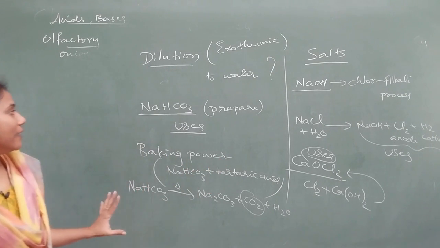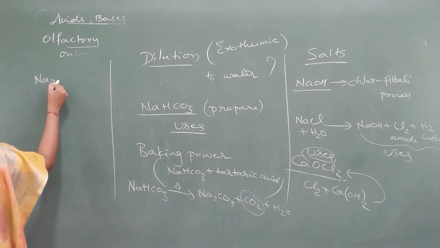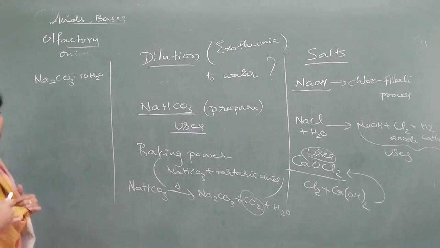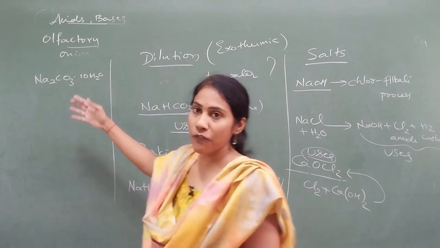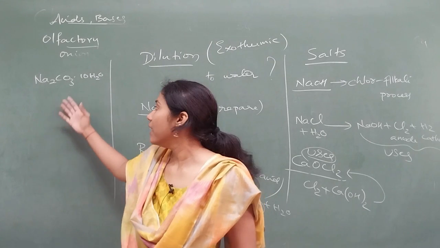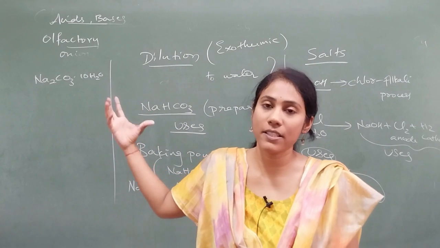Okay, fine. And sodium carbonate, washing soda, Na2CO3.10H2O. This is the washing soda formula. This is used to remove hardness of water. That particular use you should never ever forget. The use of sodium carbonate is to remove hardness of water.